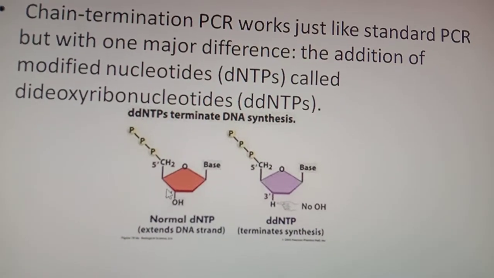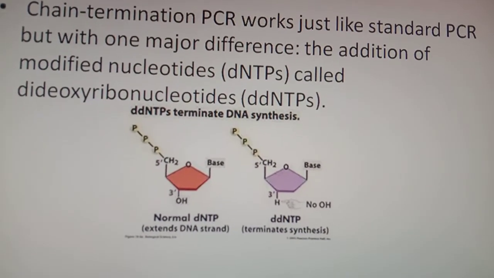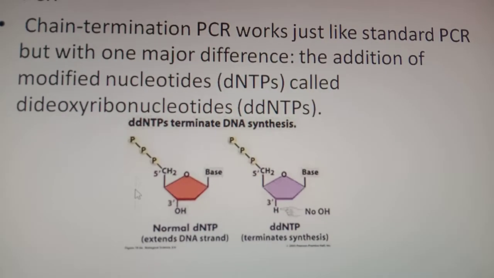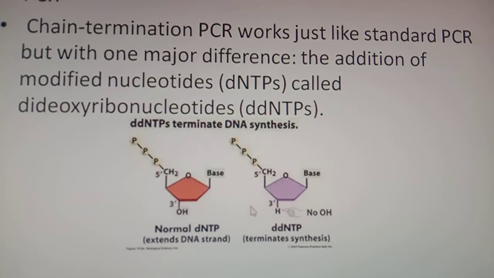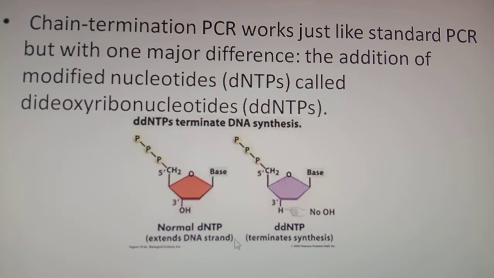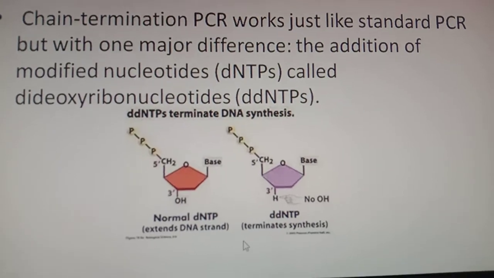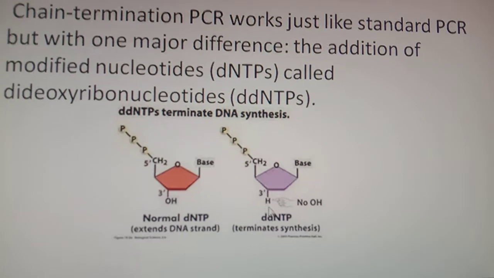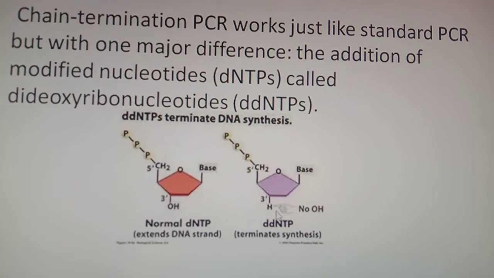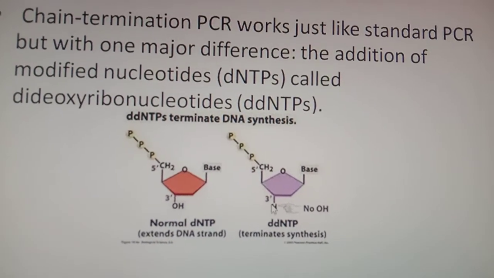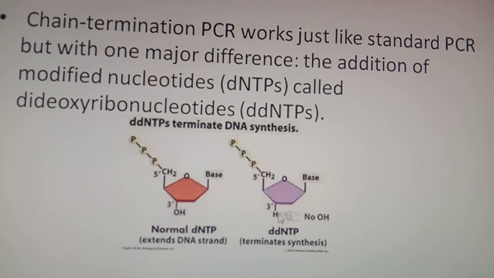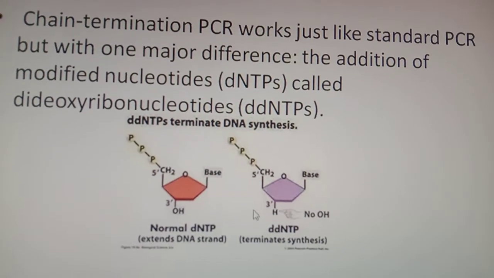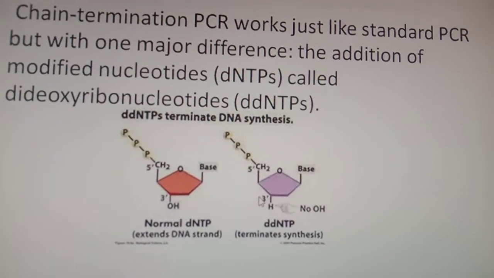In Sanger's technique, the same principle applies, but in addition to the normal dNTP, we use a specialized dNTP known as ddNTP. ddNTP stands for dideoxynucleotide triphosphate, because you can see here, this OH group is removed. The O from the OH group is removed, that's why it is known as dideoxy. The prefix de stands for removal of oxygen, so there is no oxygen at this 3' position.